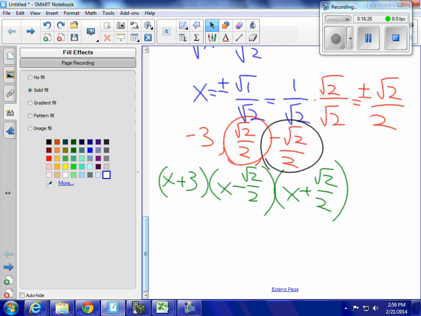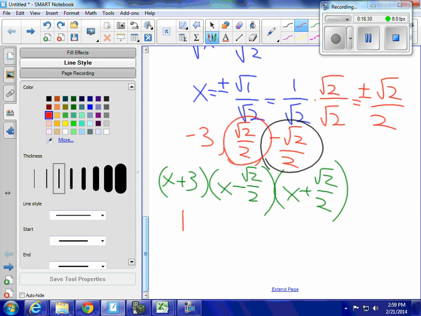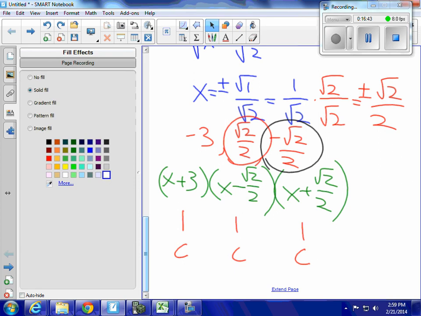Well, here it's written in factored form. So my -3 has a multiplicity of 1. That means that's a cross. My positive radical 2/2 has a multiplicity of 1. That's a cross. And my negative radical 2/2 has a multiplicity of 1. That is also a cross.